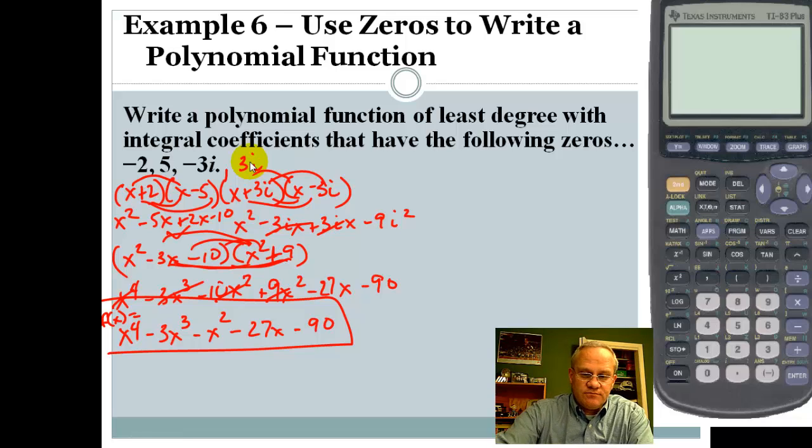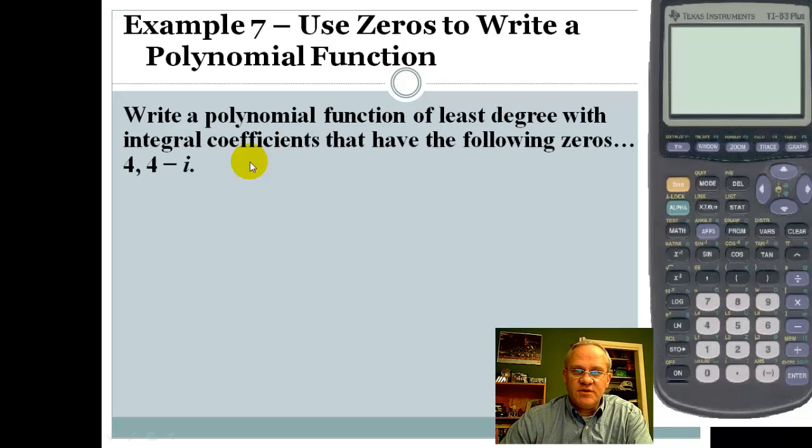All right, last one. And this might be the hardest one here. But stick with me here. Okay, first of all, we know if we have 4 minus i, we're also going to have 4 plus i. Okay, so we have 3 roots. That means we're going to have to end up with an x to the 3rd here. All right, so here's our factors, x minus 4.